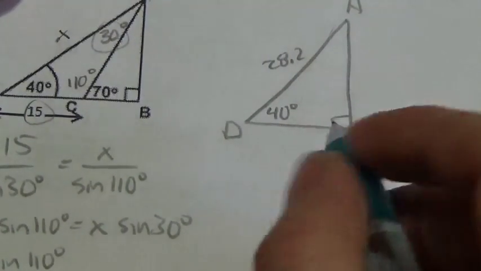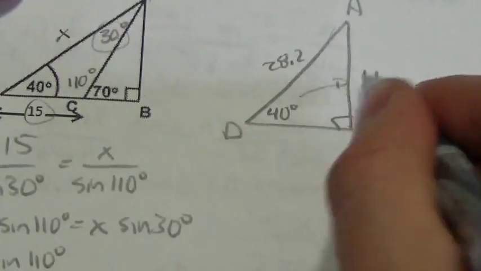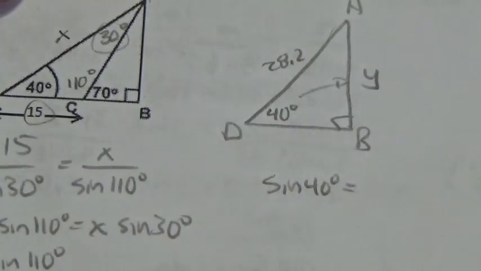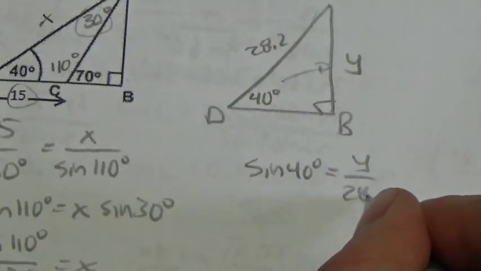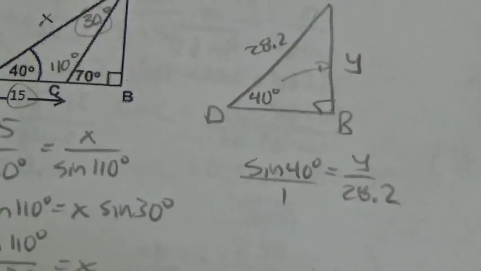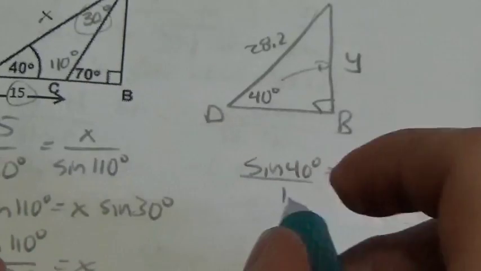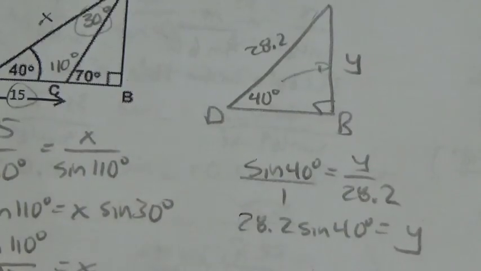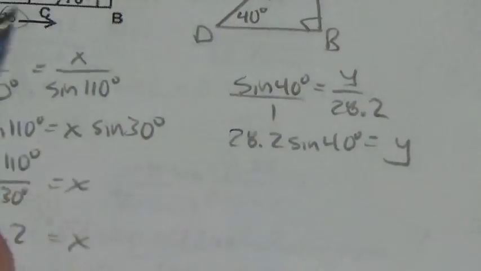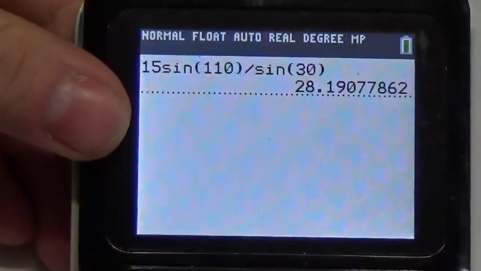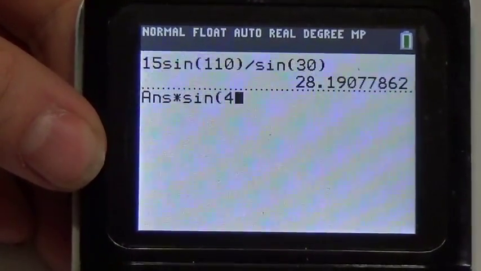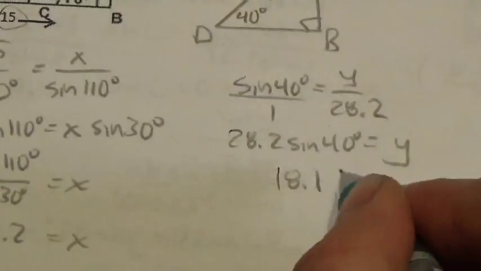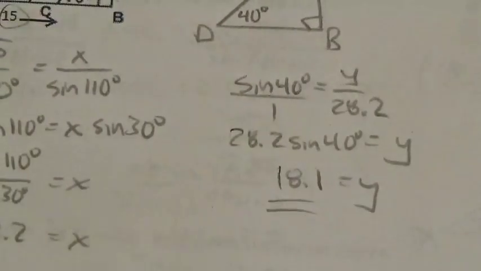There's my triangle. I am looking for the opposite side. Let's call this y. And I know the hypotenuse. So the sine of 40 degrees is going to equal y over 28.2. This is like the sine of 40 over 1. Again, I do that because I like doing the cross multiplying here. So this will be 28.2 multiplied by the sine of 40 degrees is going to equal y times 1. I have the actual value here, so I'm going to leave that in there. I'm going to multiply this by the sine of 40 degrees, and we get that y is equal to 18.1. Y, or that side AB, was the side that we were looking for.